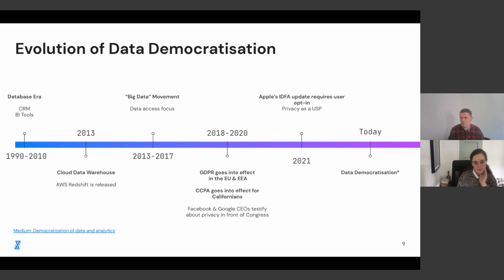And then we had the big data movement, which I don't think is something we can really define. I just know, having been in consulting in this period of time, big data was the big buzzword.